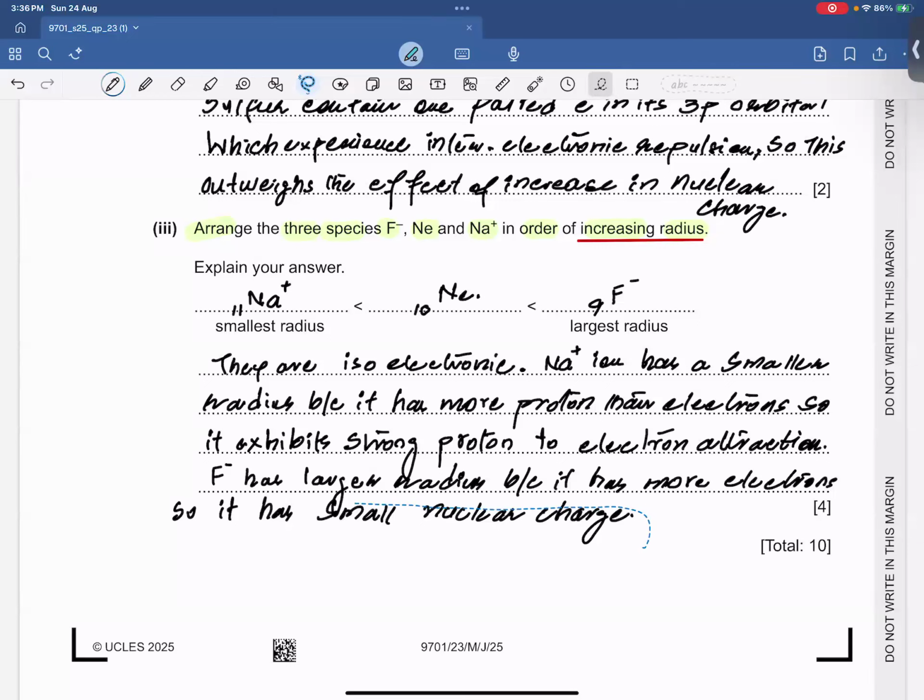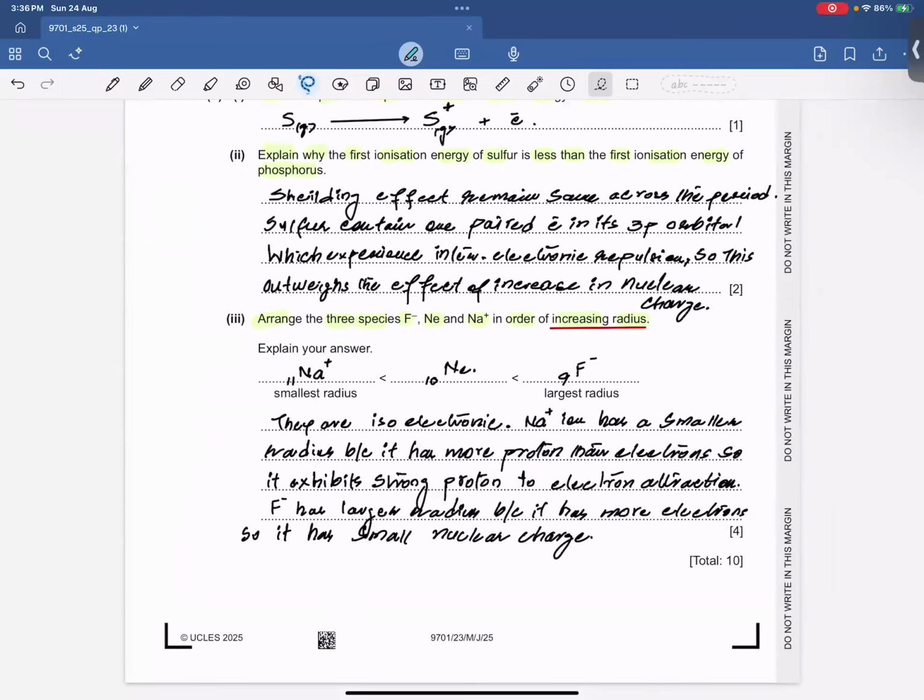Let me write down one more point. It's all right, it's 4 marks. So that's the end of the first question. Let's move on to the second one.